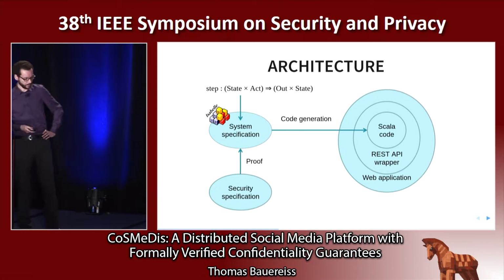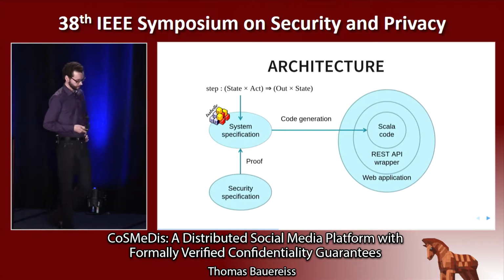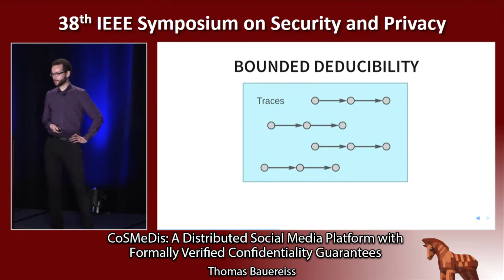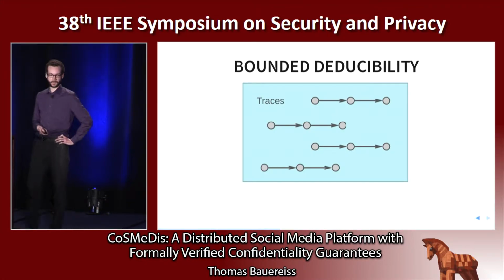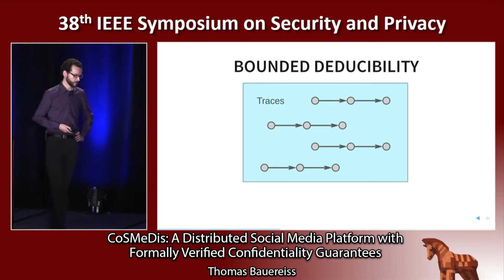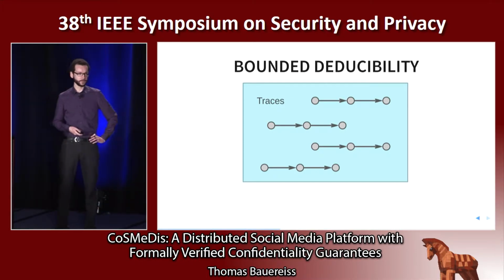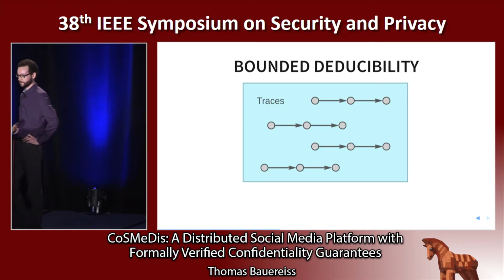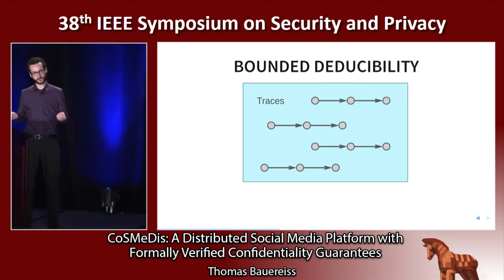So as I said, we wanted to map the confidentiality requirements to information flow properties. And the notion of information flow security that we have built upon is called bounded deducibility, or BD security. And it is a generalization of Sutherland's classical notion of non-deducibility. And here's a brief reminder of how it works. So we use trace-based semantics of the system. So we consider the behavior of a system in terms of its set of possible execution traces.